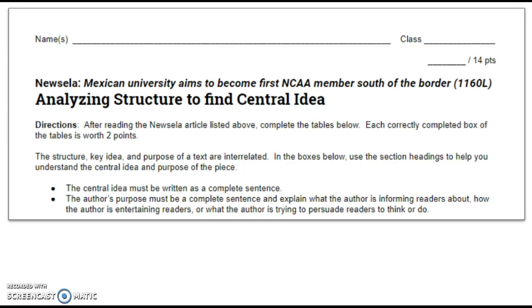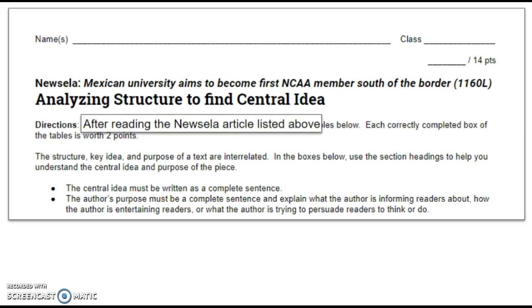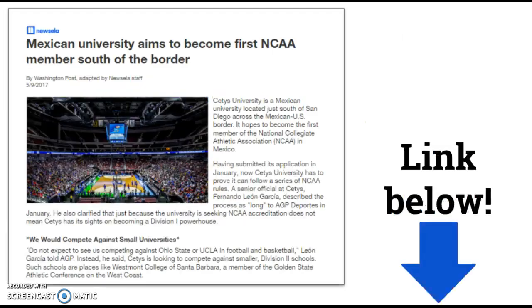For today's activity, you're going to start by reading a News ELA article. You're going to read the News ELA article listed at the top of your paper. If you'd like to read the article that goes along with this example video, please click the link below.